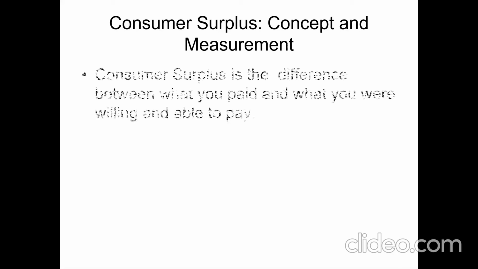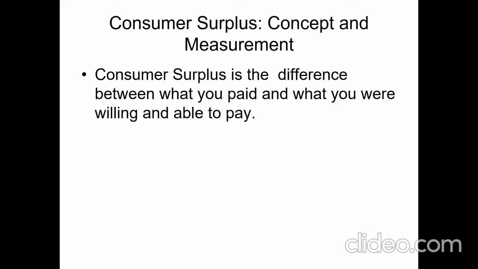Okay, now let's move on to the next concept, that is consumer surplus. What is that concept? What is consumer surplus? Surplus means extra, as per the dictionary meaning. When a consumer buys goods from a producer, each one gains from the trade. We measure this gain with the help of consumer surplus and producer surplus. So everyone gains. Consumer surplus is the difference between what you paid and what you were willing and able to pay.